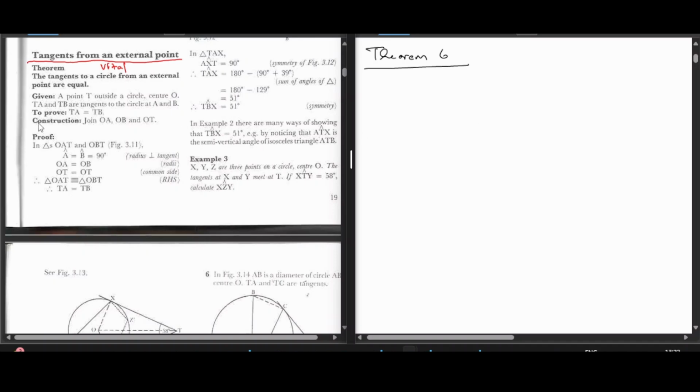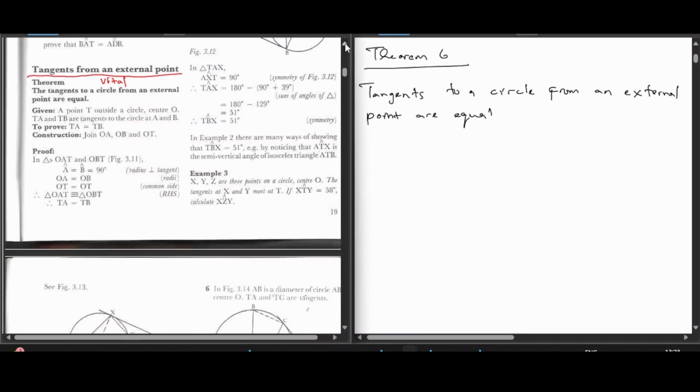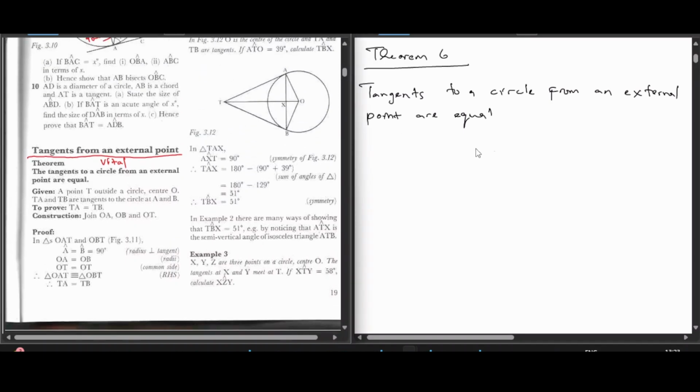Okay, what it says is: the tangents to a circle from an external point are equal. We are not going to bother ourselves with the proof, but let us just exemplify what it says.